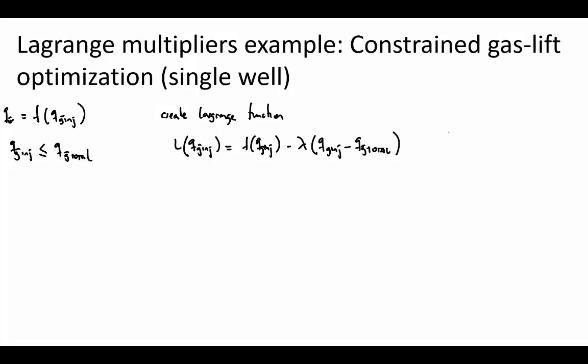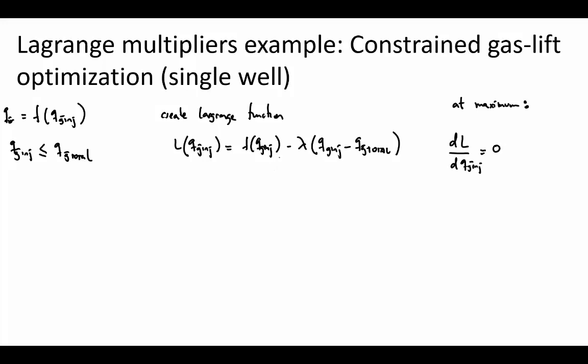So what we say is that, just like we do with a regular function, the derivative of L with respect to Q gas injection should be equal to 0 at the maximum. That is one of the conditions. In our case, we know our function is simply convex, so we can say that it will be located when that derivative is equal to 0.